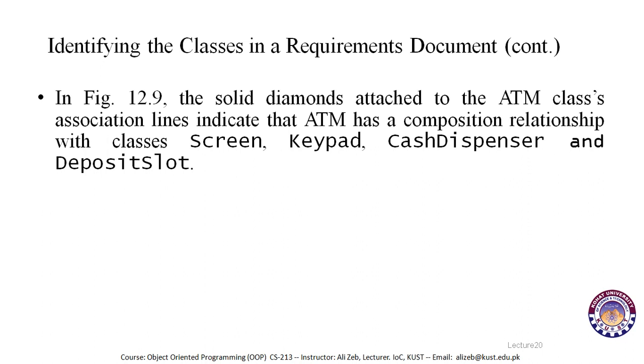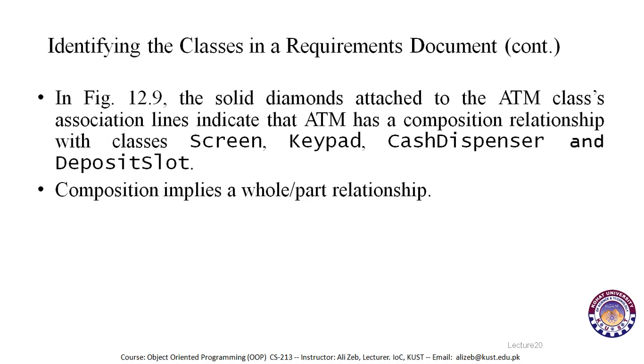In the figure, the solid diamonds attached to the ATM class's association lines indicate that ATM has a composition relationship with the classes screen, keypad, cash dispenser, and deposit slot. And we understand that in the composition relationship, we use an object of one class as a variable inside another class. Composition implies a whole or part relationship, so it can be a complete dependence of one class on another class, or it can be a partial dependence of one class on another class.